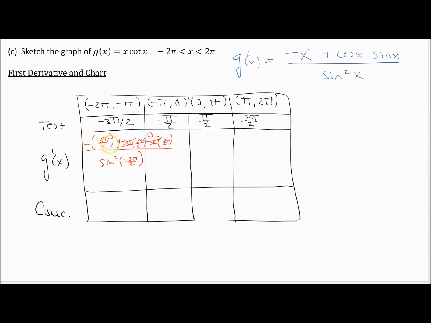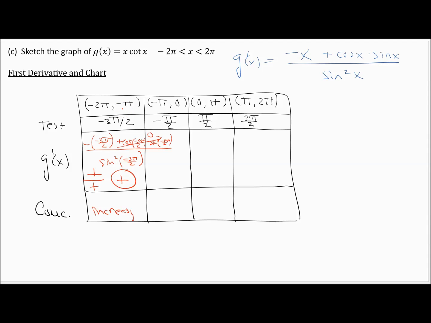Now, that's positive, so I got a positive in the numerator. Listen, the denominator's got to be positive. Why? Because it's squared. So overall, that gives me a positive value, and that means that I am increasing on the interval negative 2 pi to negative pi. So that's how I'm running the show, right?